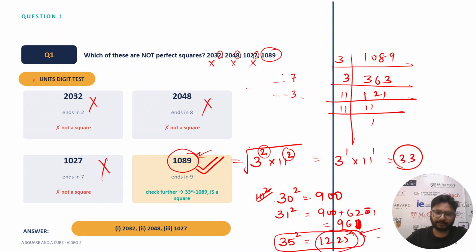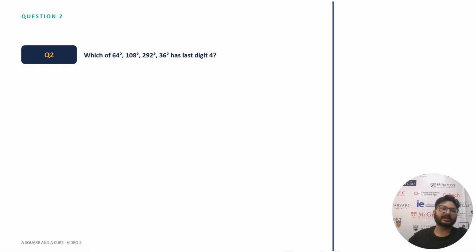Obviously, if it is between 30 and 35, the number should end with a 3, because the square is ending with a 9. So the original number should either end with a 3 or a 7. It cannot end with a 7, because the number is below 35 and above 30. So it should be a square of 33. You do the manual calculation and you'll be able to find out. Let's move on to the next question.